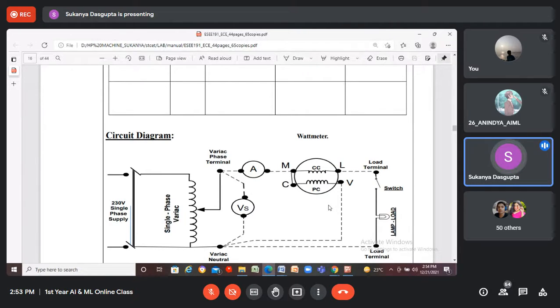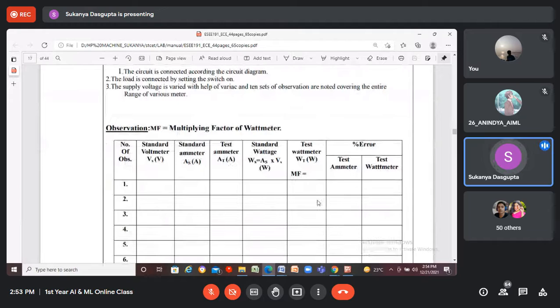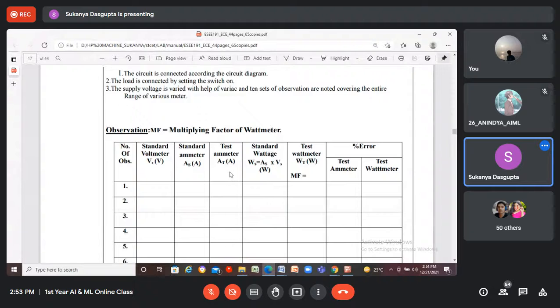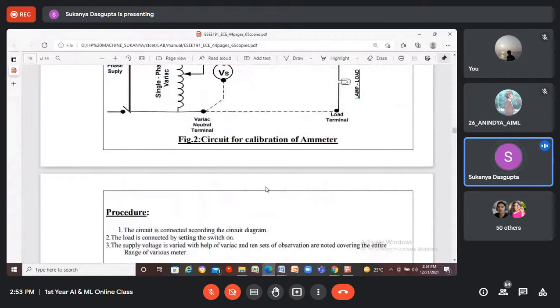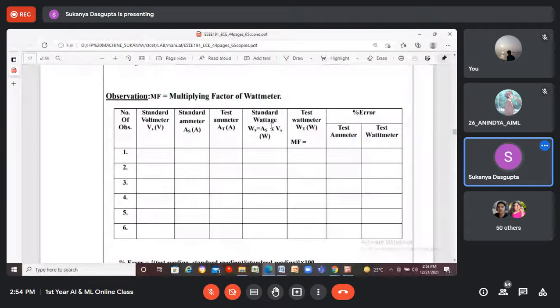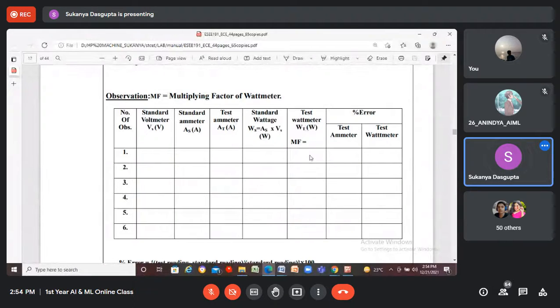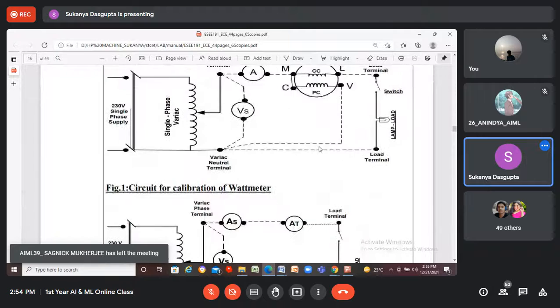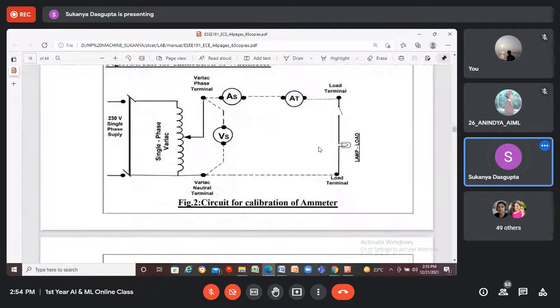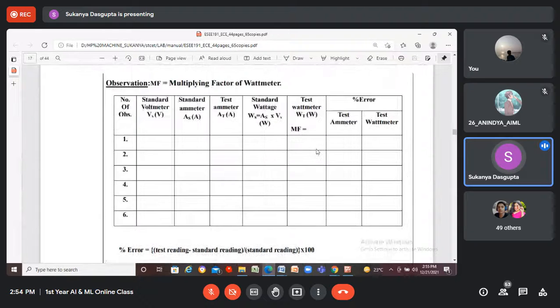Fine. So here we'll take the two readings, Vs and As, right? So Vs and As in this fourth column, we'll get the value of standard or true wattage, true power or the input power, and the wattmeter will provide the value of the measured power. Okay, now next coming to the experimental part.